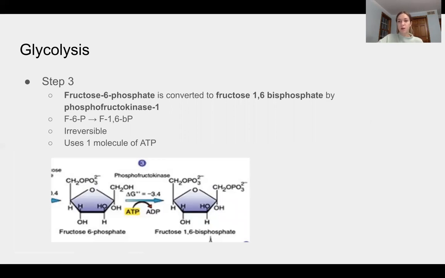So this is where, in our preparatory phase, we're spending or using up 2 molecules of ATP, and those are both in the 2 irreversible steps. That could help you remember where we're using that ATP. And they're both phosphorylations as well.